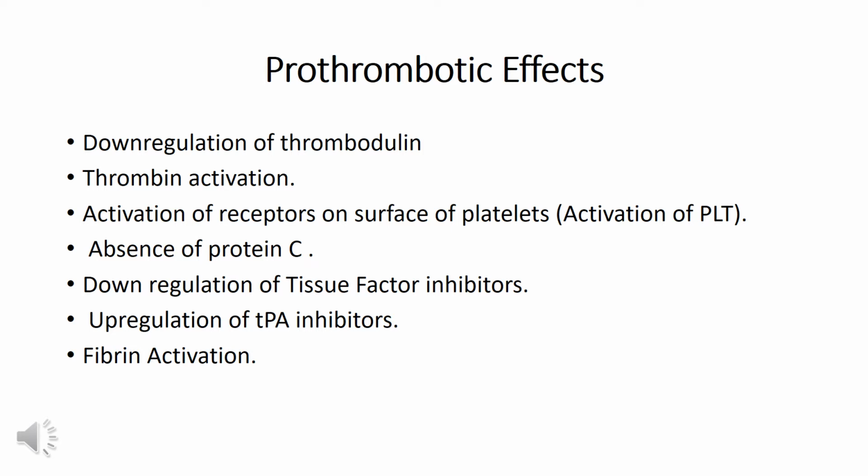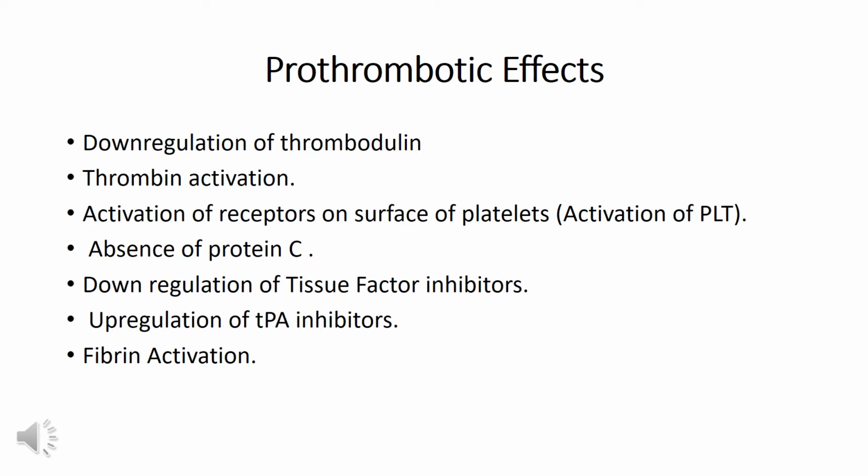And then there are a number of receptors present on the surface of platelets. They become active due to activation of thrombin. There are a number of receptors like glycoprotein receptors 1b, 2b, 3a present on the surface of platelets, which become active. Then another important reason is the absence of protein C.